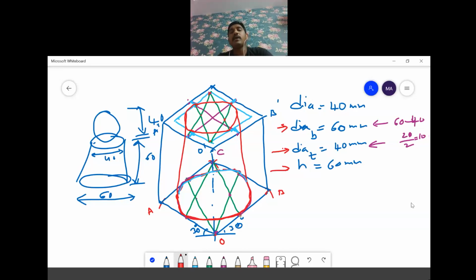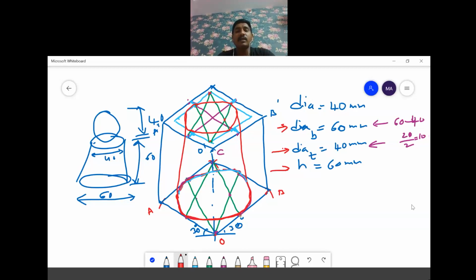This way you have to draw a frustum of a cone. Here the bottom diameter is 60 mm, top diameter is 40 mm, and the height is 60 mm. After drawing this one, all the construction parts should be very light. Only the top circle which I have drawn in red, the lines joining the top and bottom circle which I have drawn in red, and this half circle should be dark.